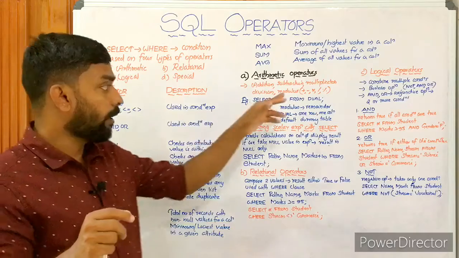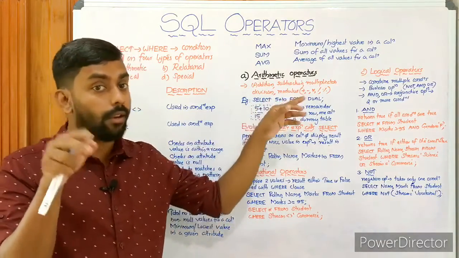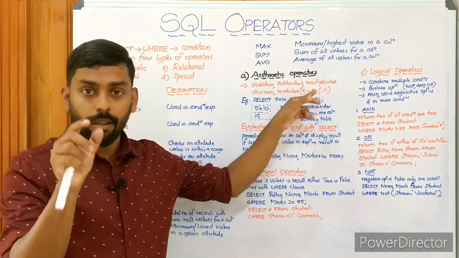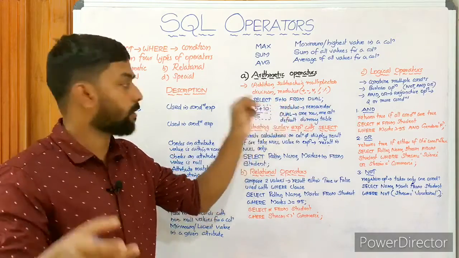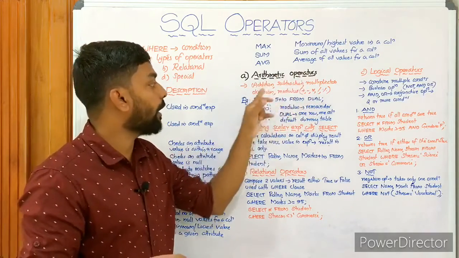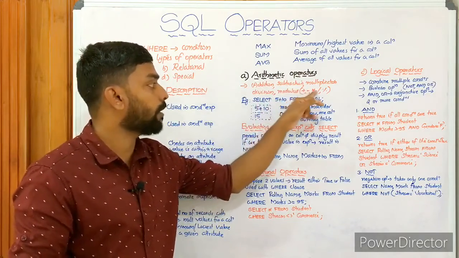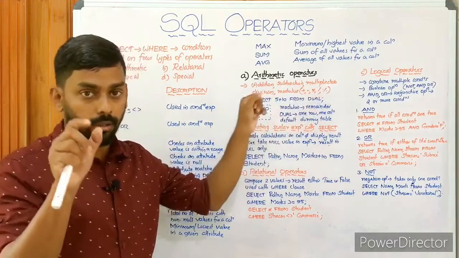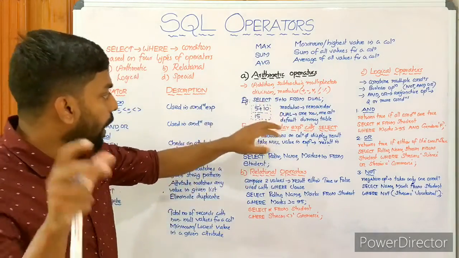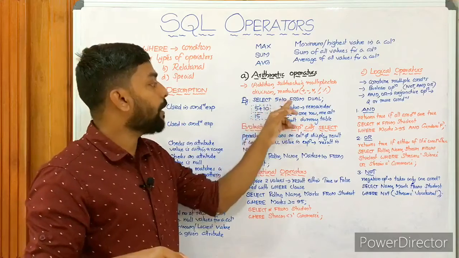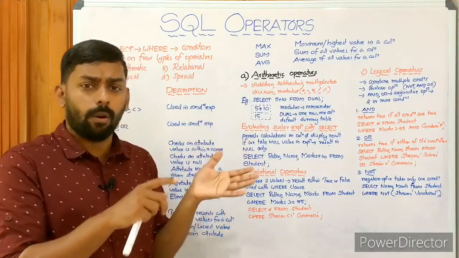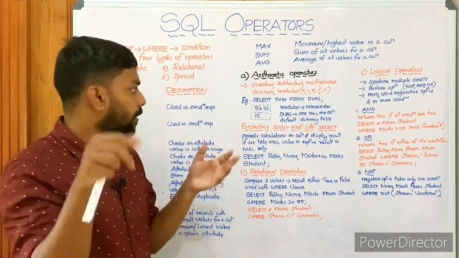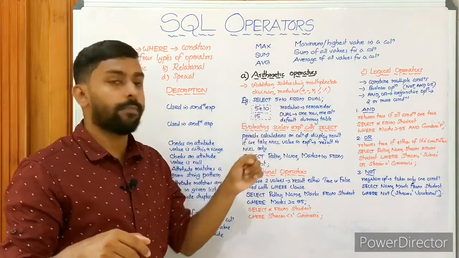Actually division returns a quotient, and modulus, with the percentage symbol, returns the remainder value. So addition, subtraction, multiplication, division, modulus, and the symbols are plus, minus, star, slash and the percentage symbol. We have an example here: select 5 plus 10 from dual. We have already applied this.